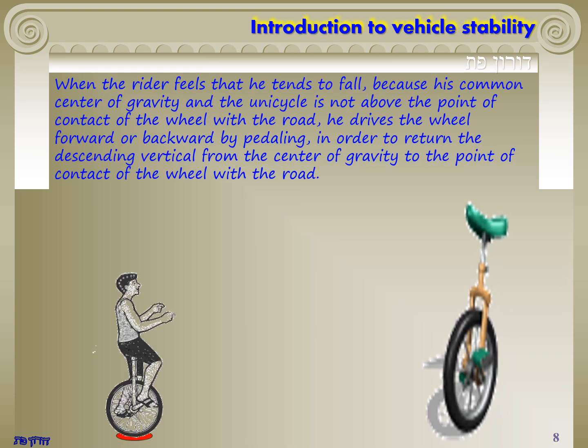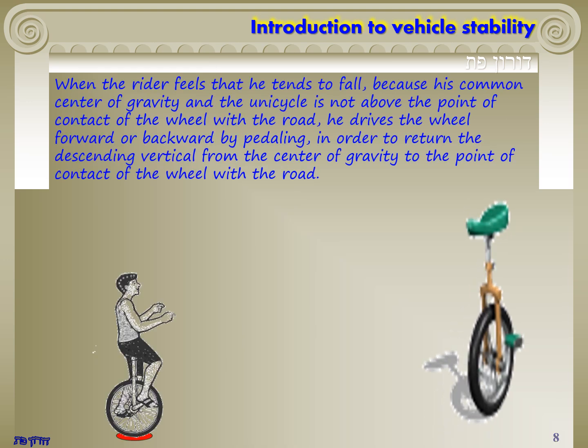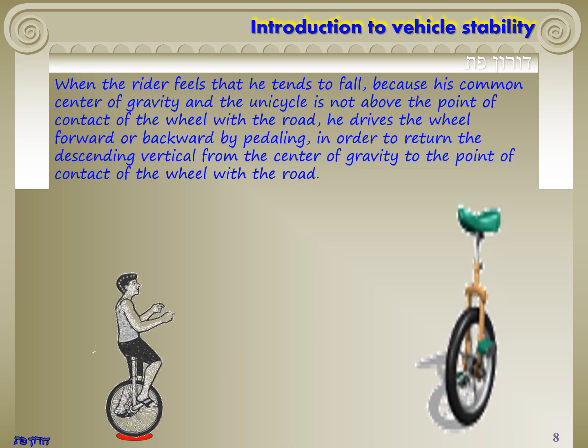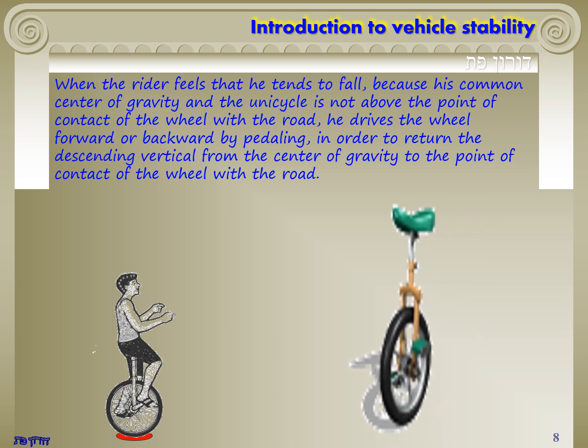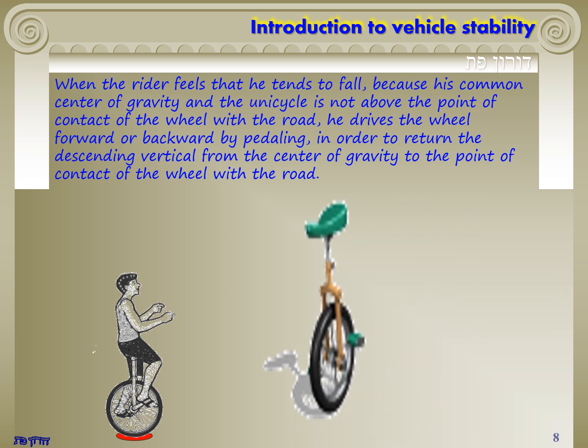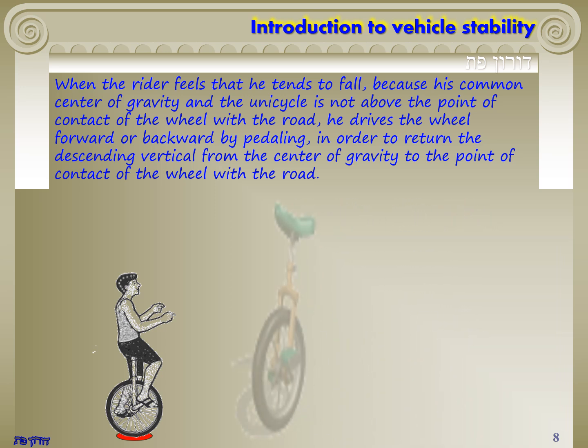When the rider feels that he tends to fall, because his common center of gravity in the unicycle is not above the point of contact of the wheel with the road, he drives the wheel forward or backward by pedaling, in order to return the descending vertical from the center of gravity to the point of contact of the wheel with the road.